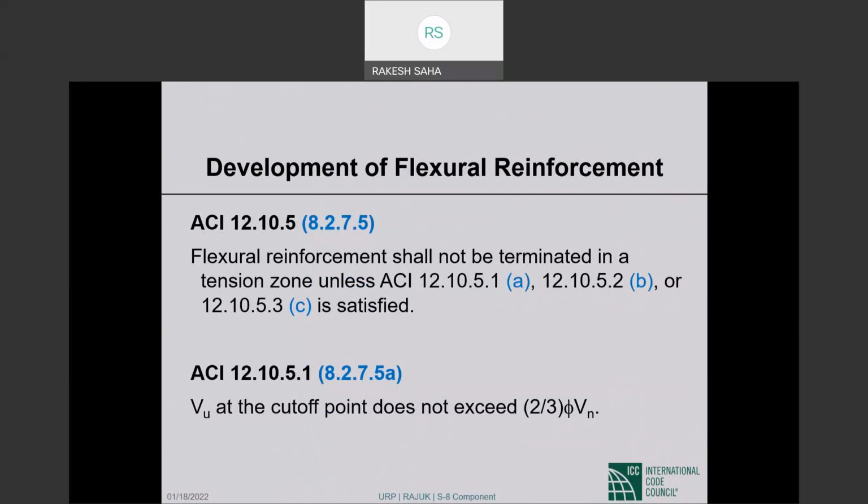So flexural reinforcement shall not be terminated in a tension zone unless one of three conditions is satisfied. This is one out of three conditions, not all three, I want to emphasize. So flexural reinforcement shall not be terminated in a tension zone unless one of the conditions given is satisfied. First condition: V sub U, the required shear strength at the cutoff point, does not exceed 2/3 of the design shear strength that we have at that section. So V sub U at the cutoff point shall not exceed 2/3 of the design shear strength.